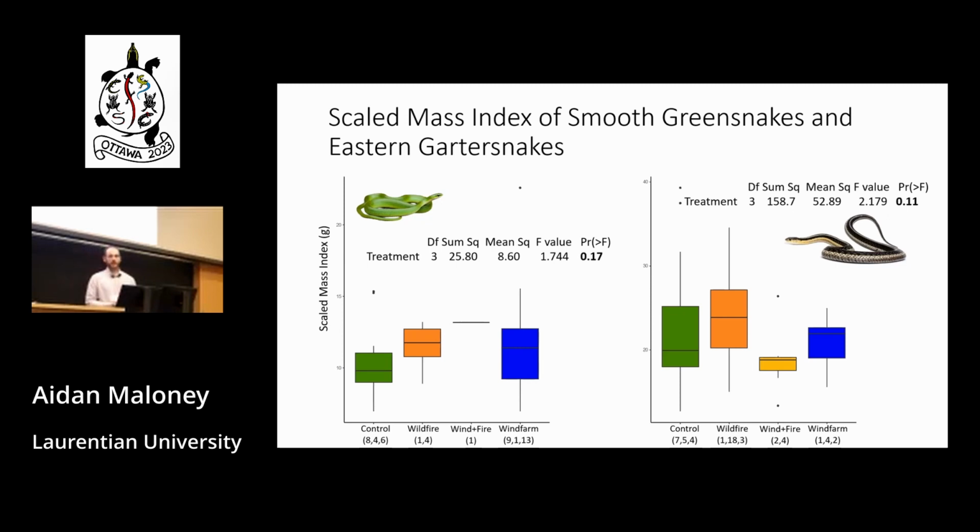Eastern garters, on the other hand, as we know, are very impressive generalists. And I feel like these snakes would be able to switch to whatever was really still there, just because they are such impressive generalists, being able to exist in so many different habitat types. So I think that's probably why their body condition didn't really deviate too much, because if there was anything there, the garters would be able to find it and switch to it pretty readily.